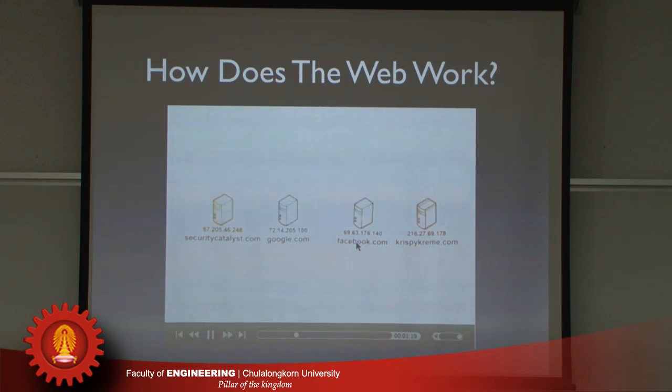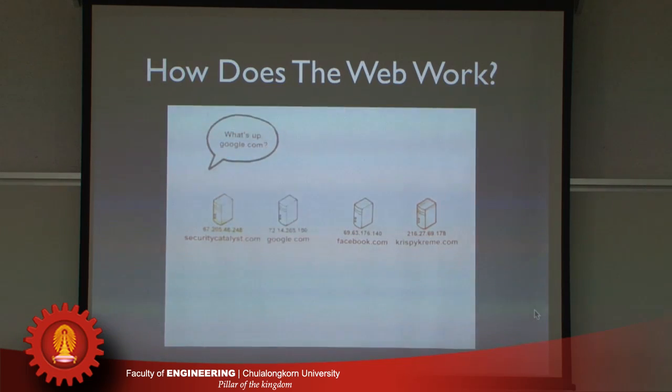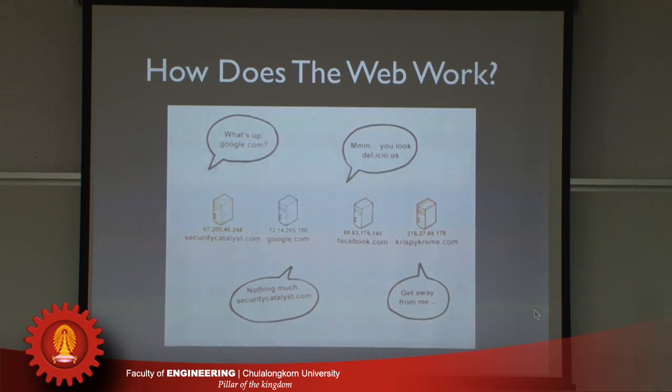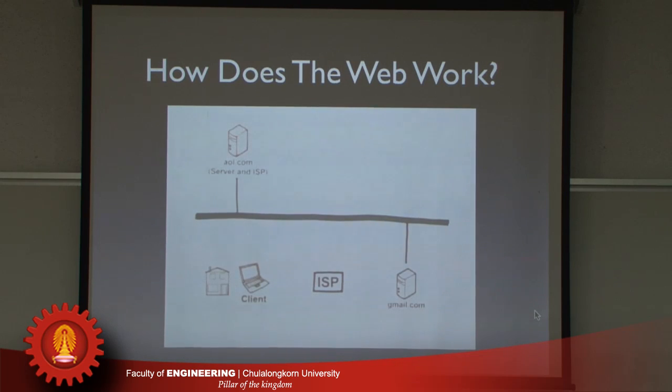A postal address, IP addresses help computers find each other. But since 72.14.205.100 doesn't exactly roll off the tongue, we also give them names like Google.com, Facebook.com, or SecurityCatalyst.com. So this is how it works.